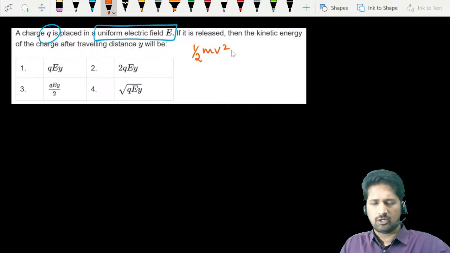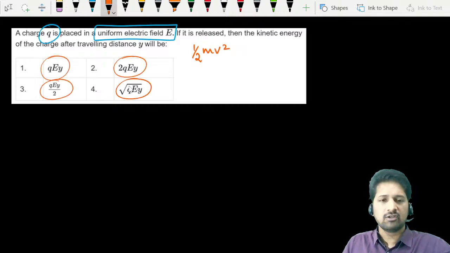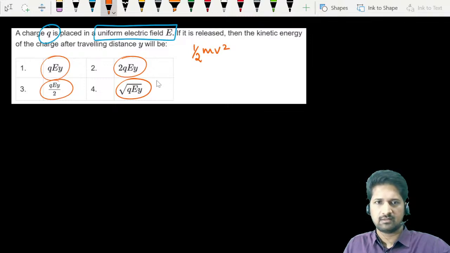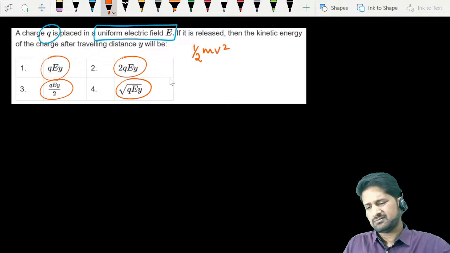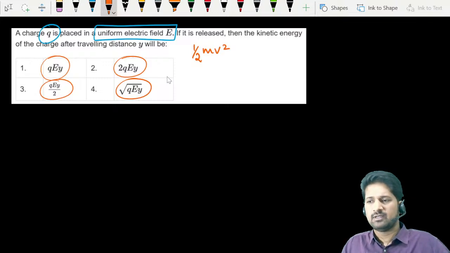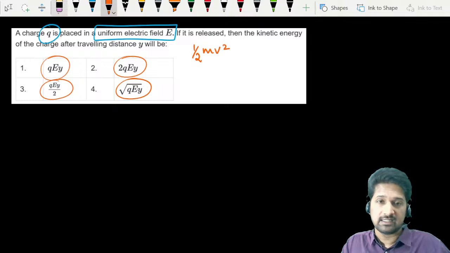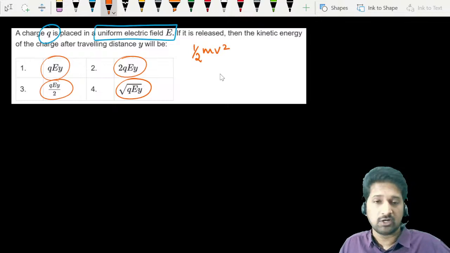But look at the options once. None of the options is in terms of the mass of the charge, right? So you can calculate speed and use the formula half mv square. Okay, mass will get cancelled, but there is another approach that you can take. What is the other approach? How do you get kinetic energy?